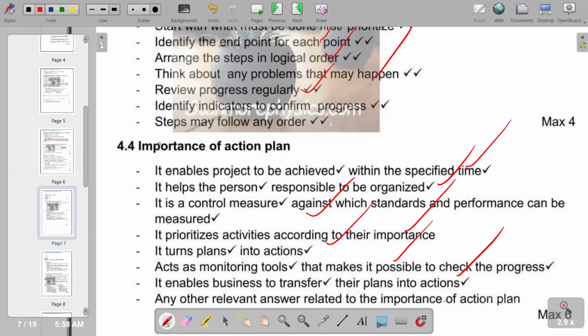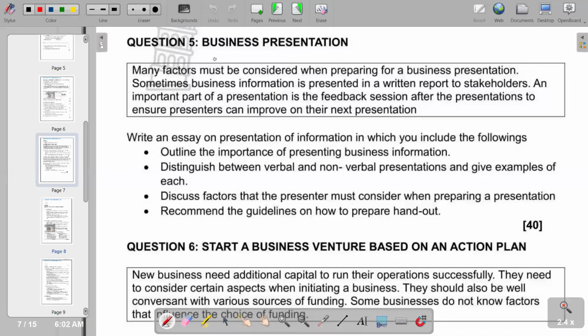So with that, we move on to the next question. This is the last question that we have on question 4. Next question, according to the question paper, which is obviously going to be our question 5. It is on business presentation. It's an essay question.